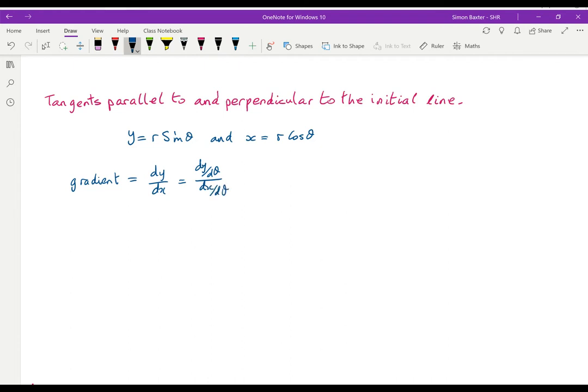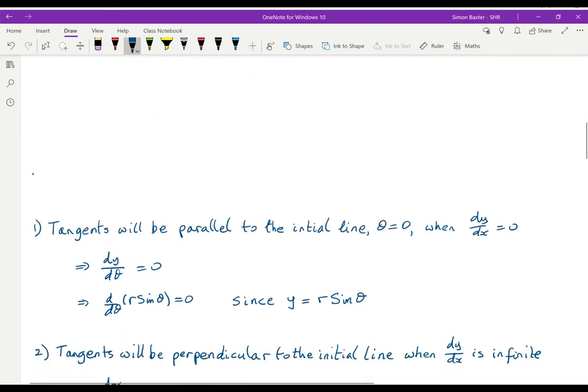So if we're looking for tangents parallel to the initial line, we're looking for tangents which have a gradient of 0. We're looking for the case where dy by d theta is equal to 0. If we're looking for tangents perpendicular to the initial line, we're looking for an infinite gradient. We're looking for dx by d theta is 0. Well, I've summarized that here.